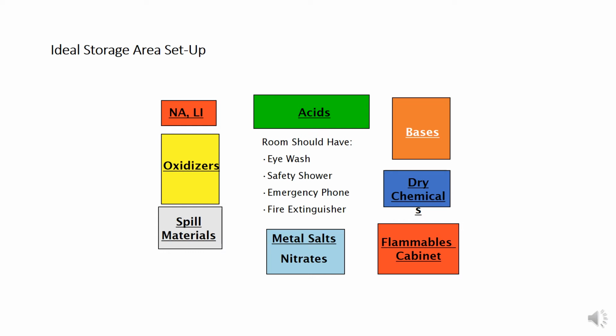You can see, for example, the acids are stored in this direction, and next to the acids are the bases, and then dry chemicals, and then flammable cabinets, and then metal salts, okay, and then the spill materials, oxidizers, and some other materials. So this is the best, or one kind of ideal setup.